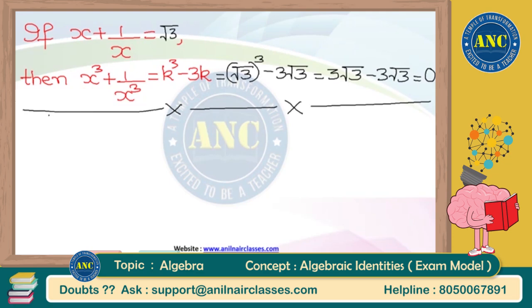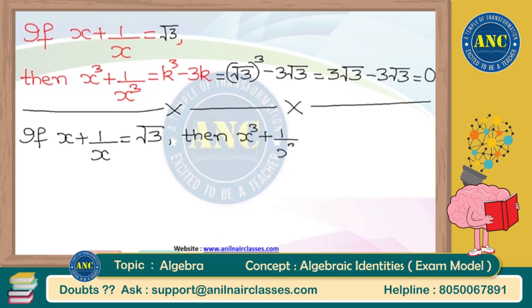a very important key point I can say is that if x plus 1 by x is equal to a particular constant, root 3, then x cube plus 1 by x cube will always be equal to how much? It will always be equal to 0. I hope this point is very clear.